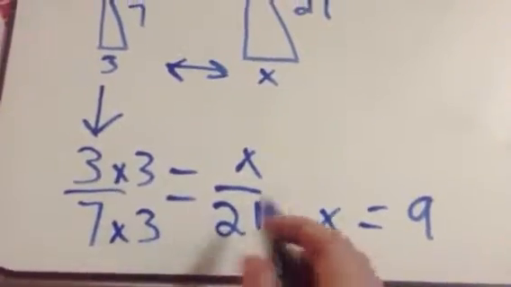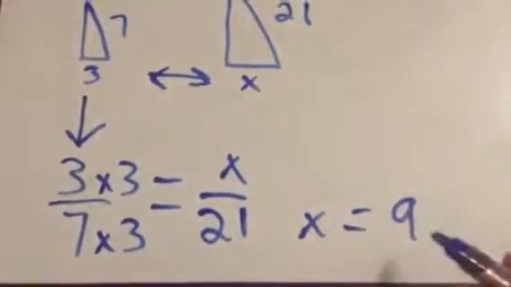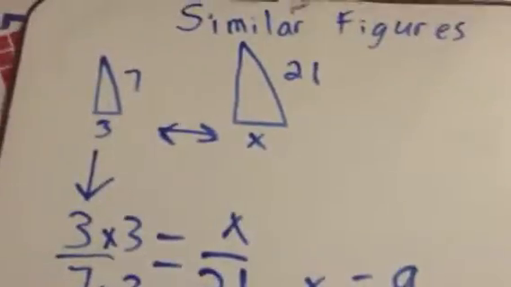7 times 3 is 21. 3 times 3 is 9. That gives x equals 9. So that's our answer. So what do we do?